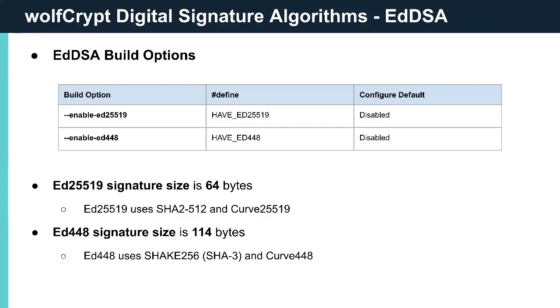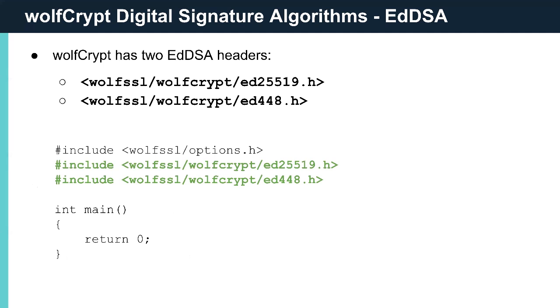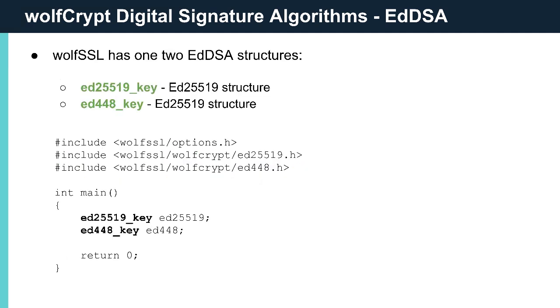And then lastly, our EdDSA. We have an enable option for Ed25519 and Ed448. Both of these are disabled by default. The Ed25519 signature size is 64 bytes. Internally, Ed25519 uses SHA-512 and Curve25519. Ed448 signature size is 114 bytes, where Ed448 uses SHAKE256 and Curve448. wolfCrypt has two headers for these, ed25519.h and ed448.h. Two key structures, ed25519_key and ed448_key.